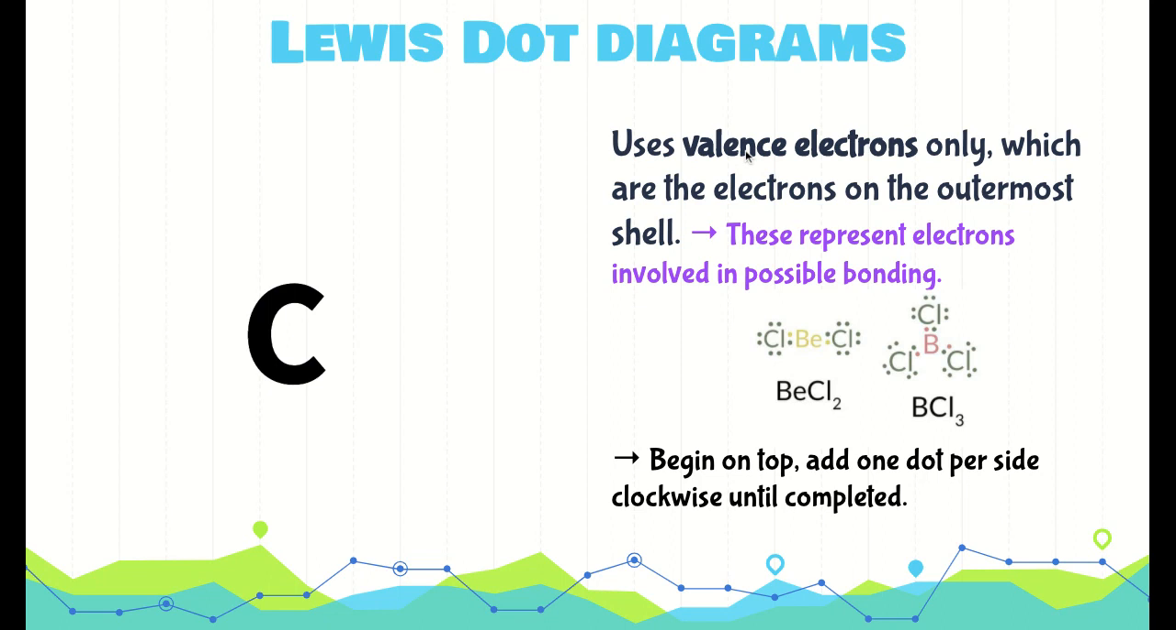So when you have an atom, you have all these electrons flying around. Only the ones on the outermost rings are actually involved with bonding. They're either going to give up an electron or gain an electron to form a bond, which we will talk more about later on.